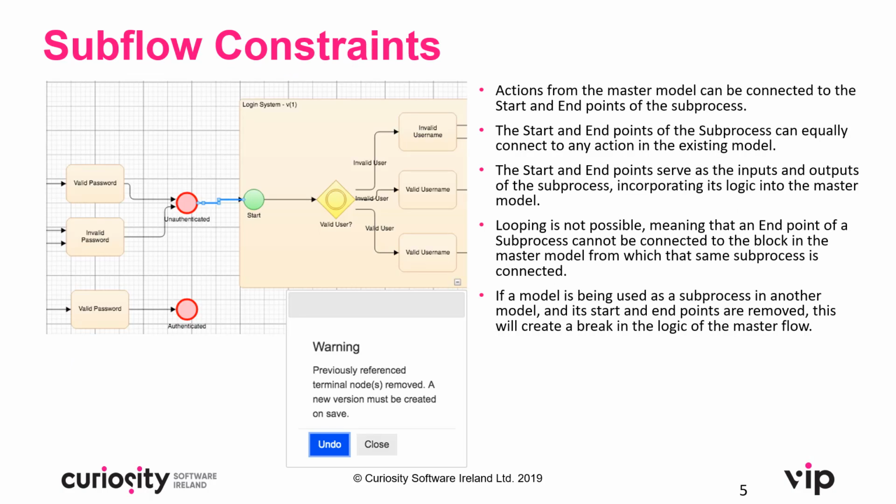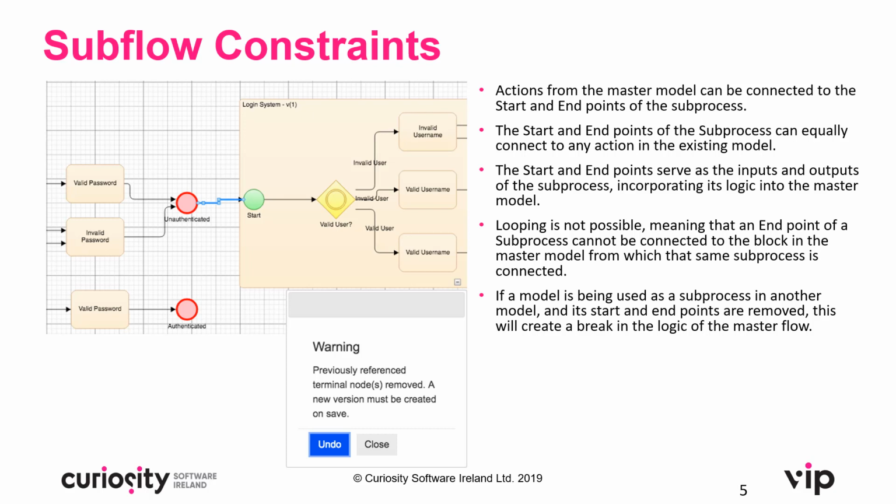There are some constraints when using subflows. Firstly, actions can only be connected to the start and end point within the current subprocesses. The start and end points within the subprocesses can equally connect to any action outside and in the existing model. The start and end points serve as the inputs and outputs of the subprocess, incorporating its logic into the master model. Looping is not possible, meaning that an endpoint of a subprocess cannot be connected to the block in the master model from which that same process is connected.